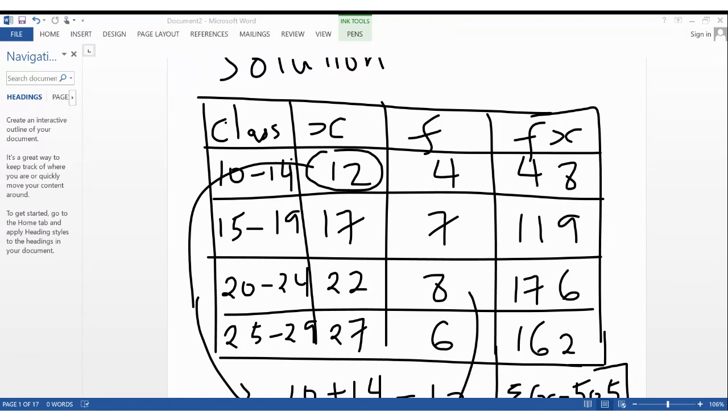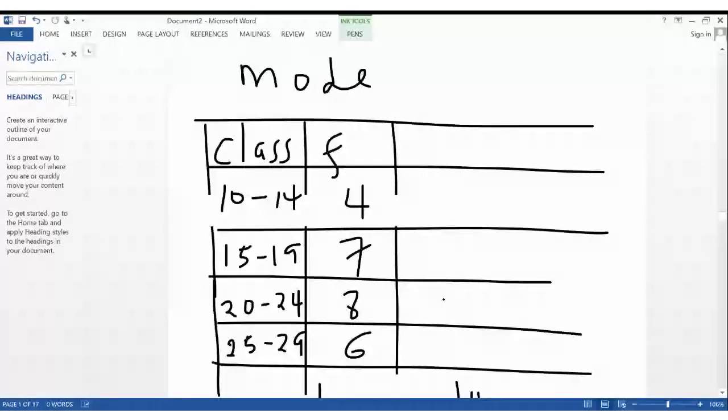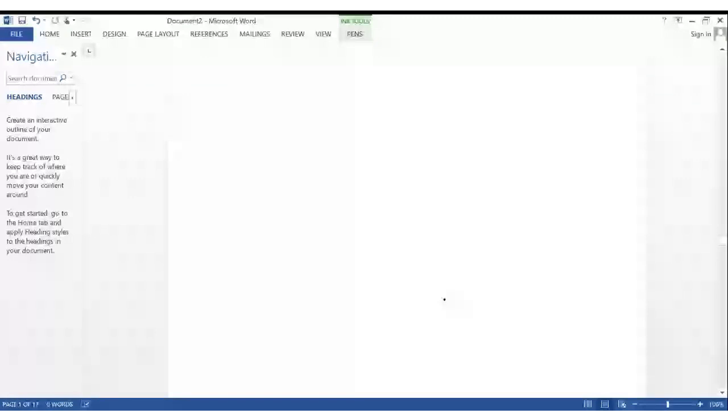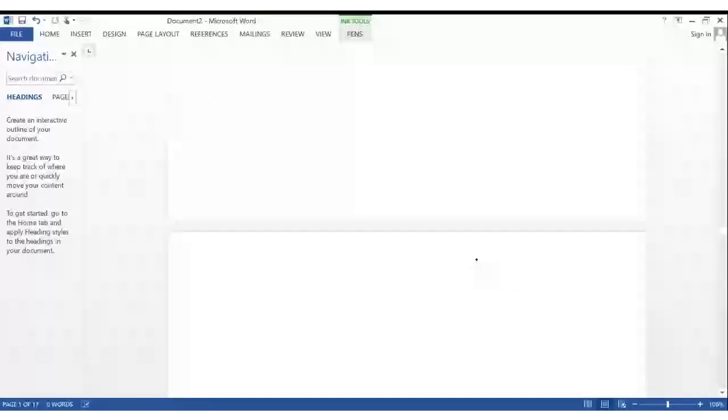So you can still come and get the class width if you are not sure, from the midpoint. The midpoint can guide you because it should be uniform when you're moving from one midpoint to the other. Okay, so let's now go to the next step. In this example, we said for the mode, we need the modal class. So let's first of all do the modal class.